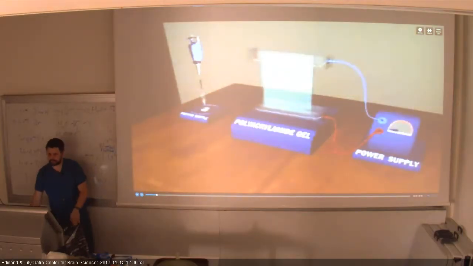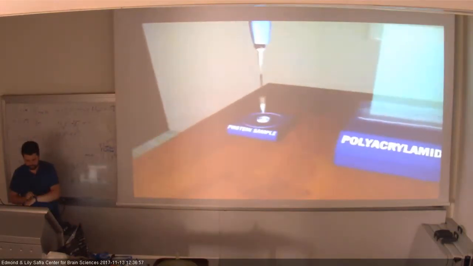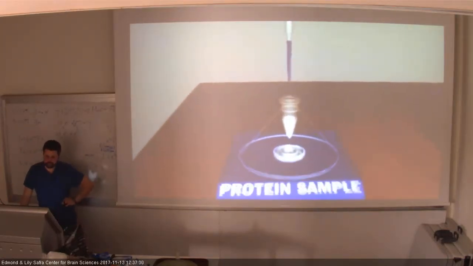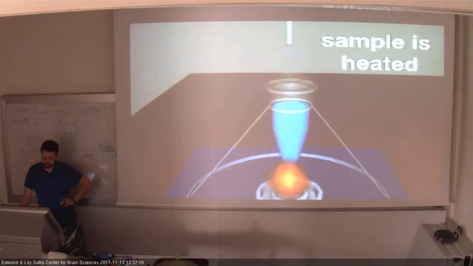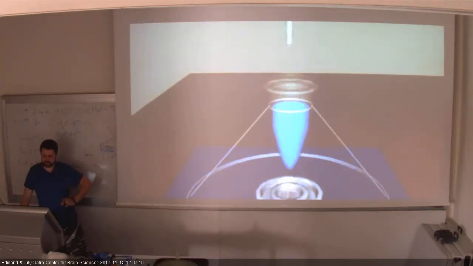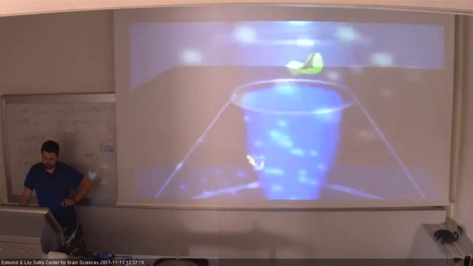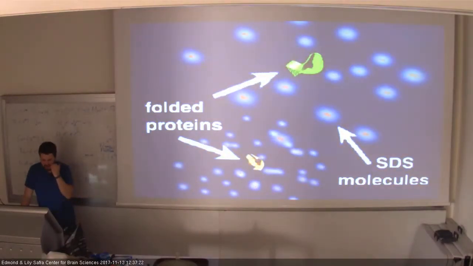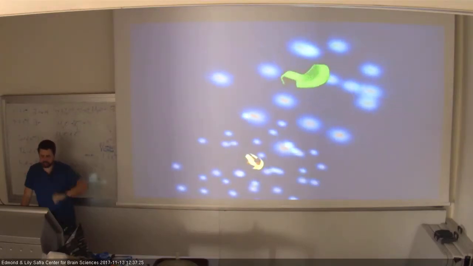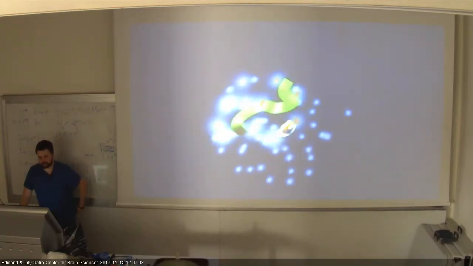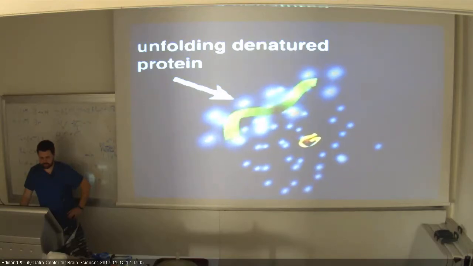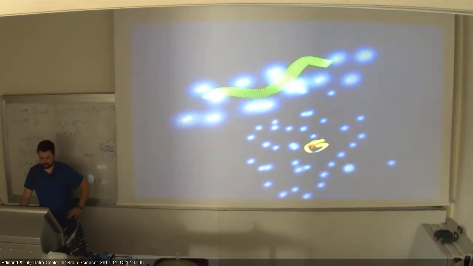SDS polyacrylamide gel electrophoresis is a powerful tool which resolves proteins according to their molecular weights. Because proteins differ in size, shape, and charge, a protein sample is first denatured with the anionic detergent SDS. You also sometimes apply heat, but it's normally not needed. When the sample is heated, the SDS molecules bind to the proteins and cause them to unfold. The denatured proteins become uniformly coated with negatively charged SDS molecules, so they all have a similar shape and charge-to-mass ratio.